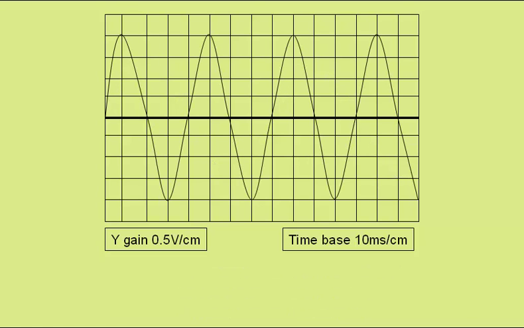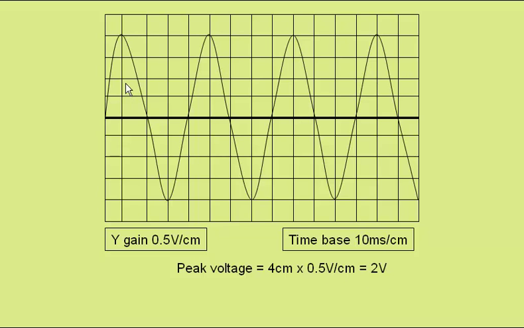Here we have a different supply, but you'll notice the Y gain and the time base are at the same settings. So now we have 1, 2, 3, 4 centimeters at 0.5 volts per centimeter, so the peak voltage is 4 times 0.5, meaning 2 volts.